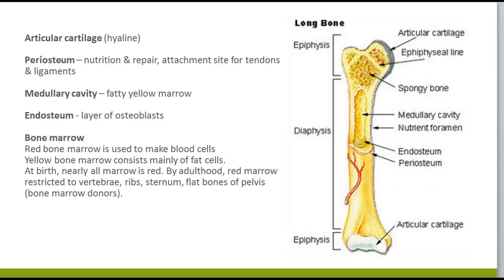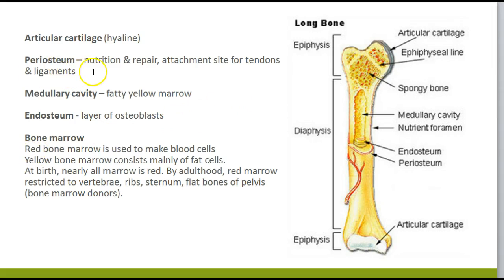Continuing with a long bone, we've got our articular cartilage, which is hyaline, and you can see that that again is around the edge of the bone. And if we're looking at this bone here, which is a femur, this part of the bone would be attached into the hip bone, and it would be a ball and socket joint.